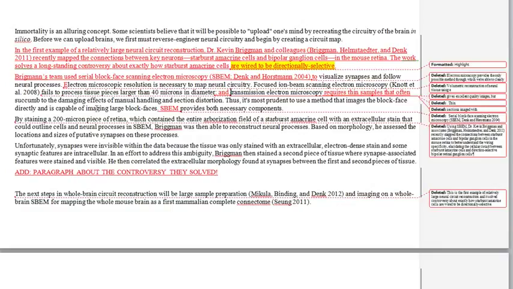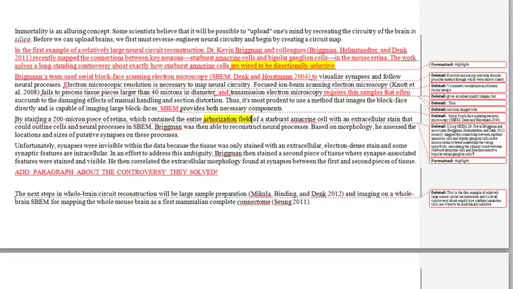So it says, by staining a 200 micron piece of retina, which contained the entire arborization field, that's a little jargony right there. I think that has to do with the branching of neurons. I'm going to highlight that and in the revision encourage the author to see if they can come up with a simpler way to say that. I know that's a technical term in the field, but remember you're writing for the whole class. So that has something to do with branching of neurons. Maybe there's an easier way to say that. I'm also going to make a few edits to this sentence. So, of a starburst cell with an extracellular stain that could outline cells and neural processes in SBEM.